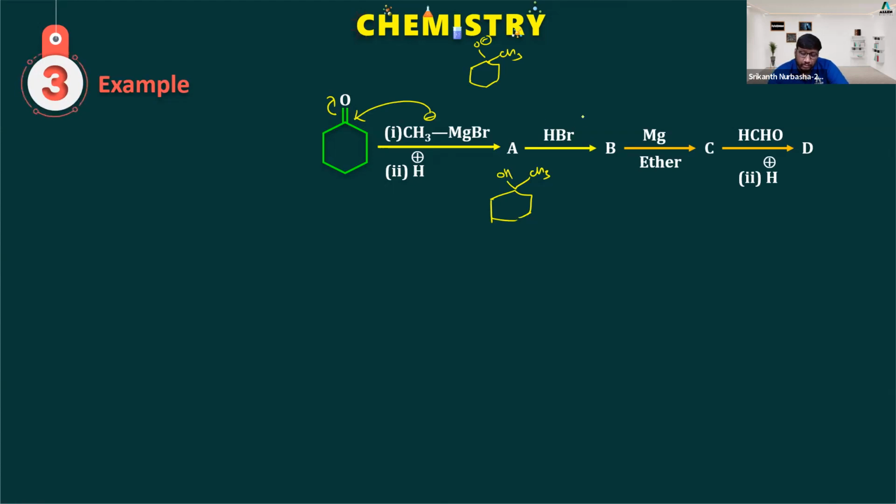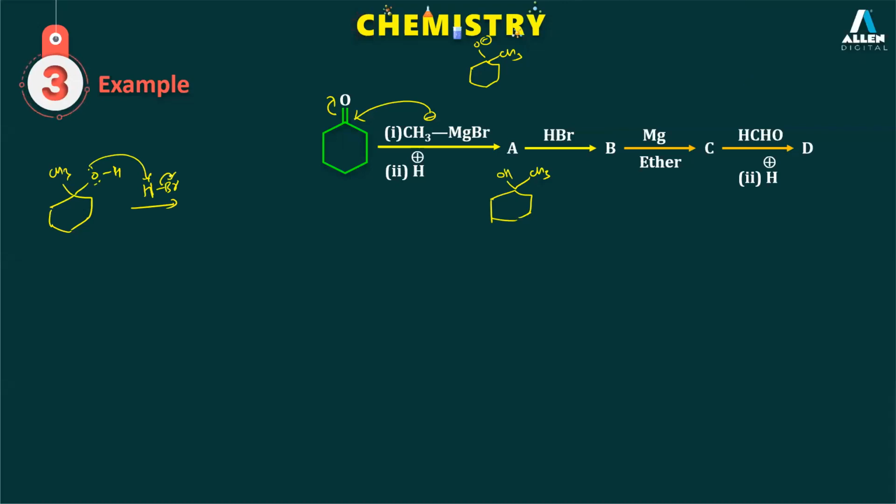HBr, what happens? Alcohols can easily react with HBr and HI. But if they want to react with HCl, what do we have to add? ZnCl2. Very good. With HI and HBr, they can directly react, but with HCl, we have to add ZnCl2 in case you want to distinguish between primary, secondary, and tertiary alcohol. Only tertiary alcohol can directly react with HCl. Primary and secondary alcohol do not react. With HBr, all types of alcohol react.